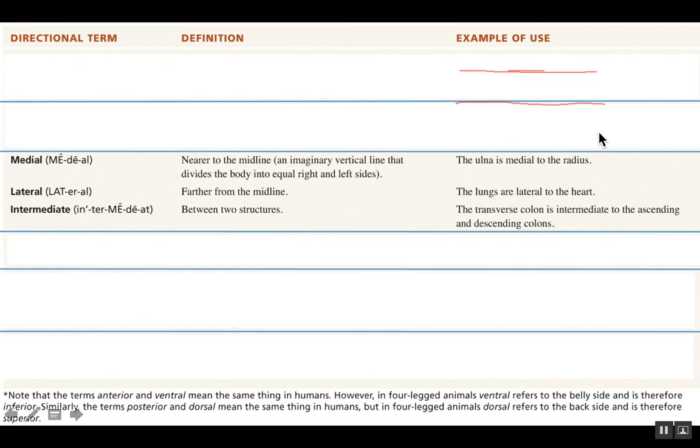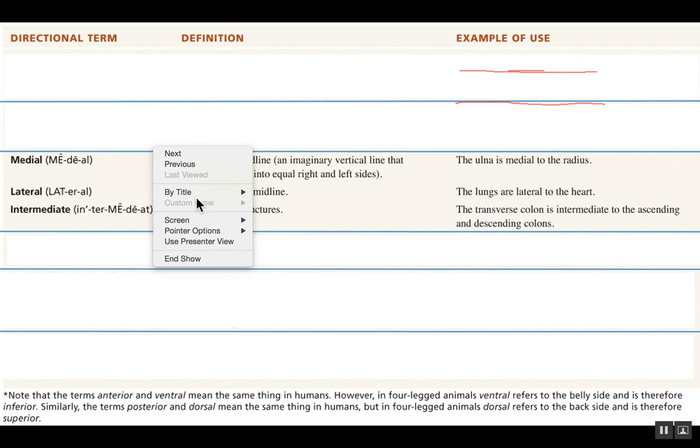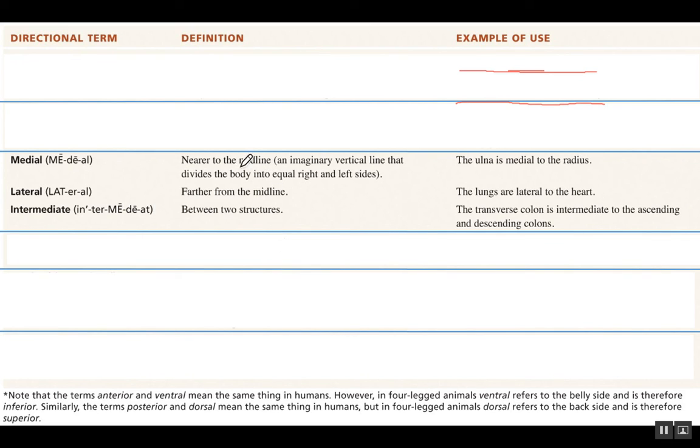The next group, medial, lateral, and intermediate. This has to do with the midline of the body. The midline is an imaginary vertical line that divides either the body or an organ into right and left sides. So if you drew a line right down the middle of your body, that would be the midline. Organs that are closer to that midline, we say are medial. So if you're nearer or closer to the midline, you are medial.